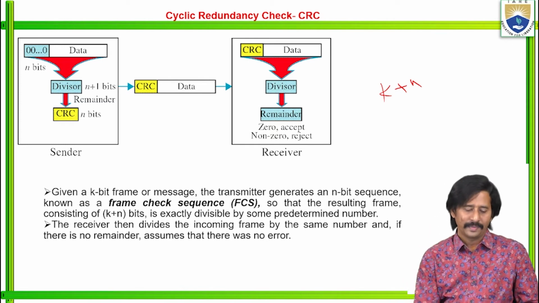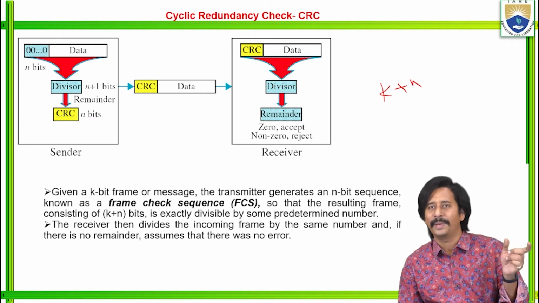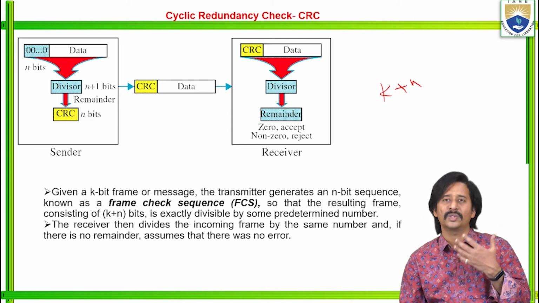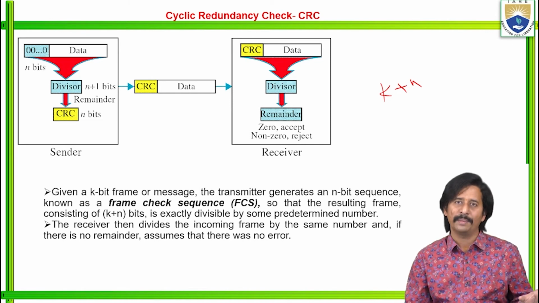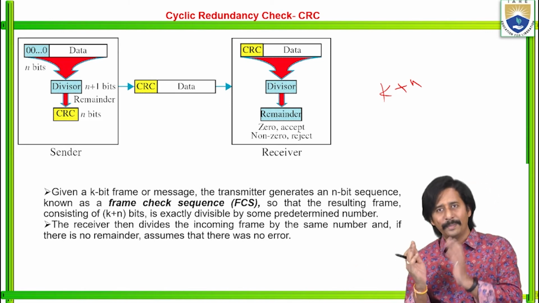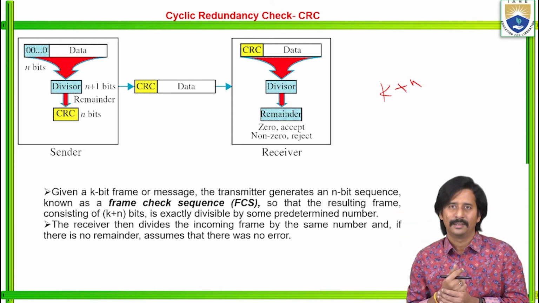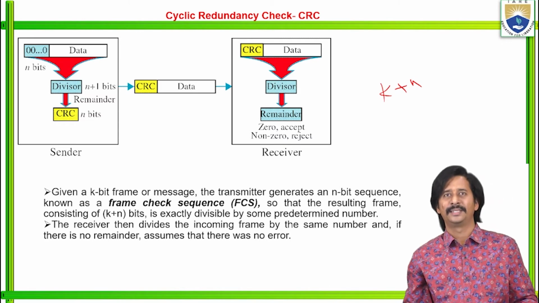Then the receiver divides the incoming frame by the same number, whatever the predetermined number you are having. The receiver divides the incoming frame by the same number. If there is no remainder, then it assumes that there were no errors. If any remainder is there, then automatically something has happened. So this is the cyclic redundancy check, CRC.